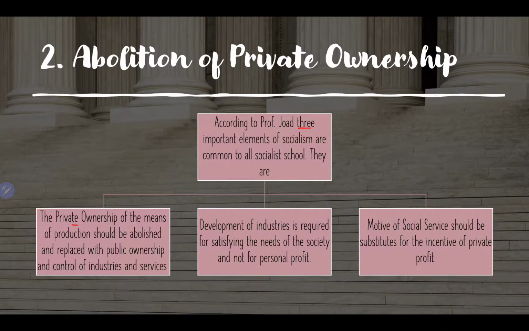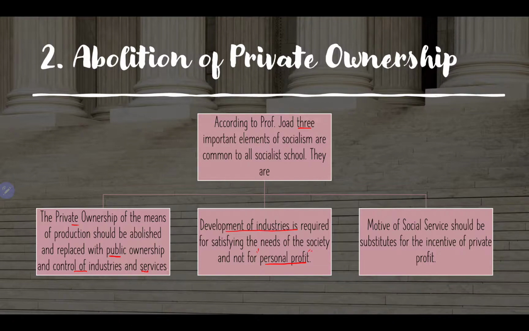Private ownership of the means of production should be abolished and replaced with public ownership and control of industries and services. So whatever is privately owned should be public. The control of industries as well as services should be in public hands, not private. Development of industries is required for satisfying the needs of society and not for personal profit. So why is the development of industries required? For satisfying the needs of society and not for personal profit.